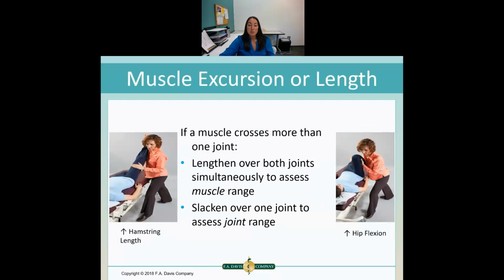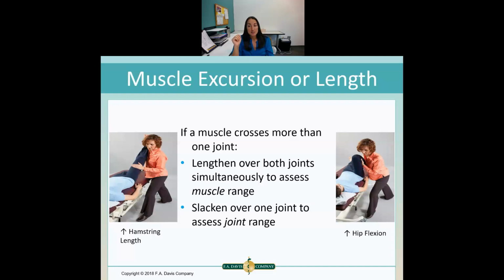Muscle excursion or muscle length. So when you have a muscle that crosses two joints, for example, the quadriceps, it crosses the knee and the hip joints. If you are trying to assess the length of the muscle, then lengthen it over both joints at the same time. So for the quadriceps, you would have the hip straight and the knee bent, and now you're pulling both ends of that muscle to determine if it's tight.